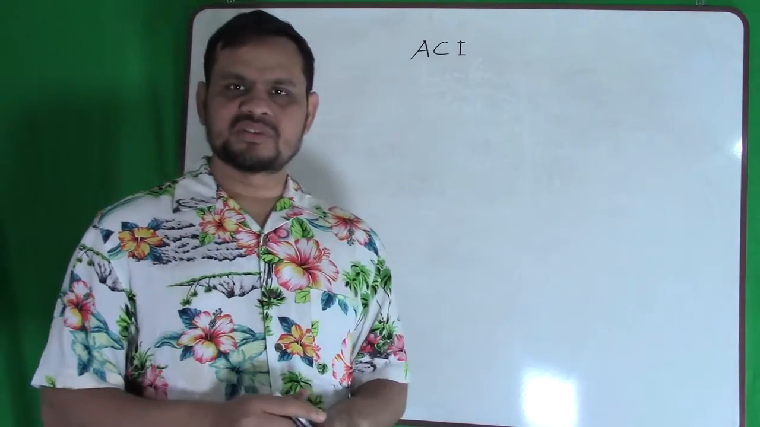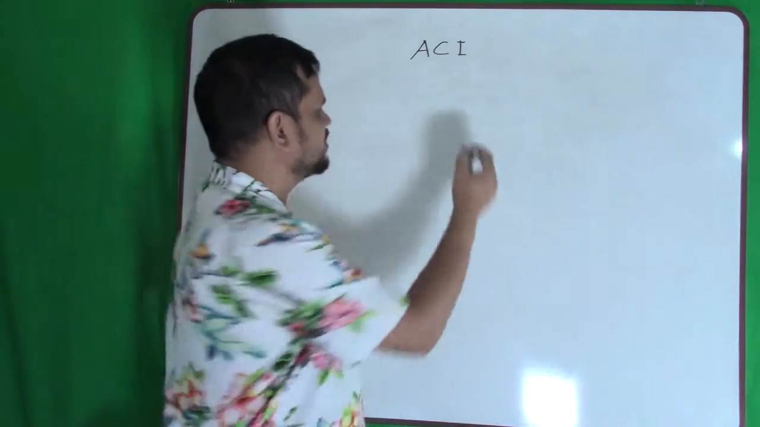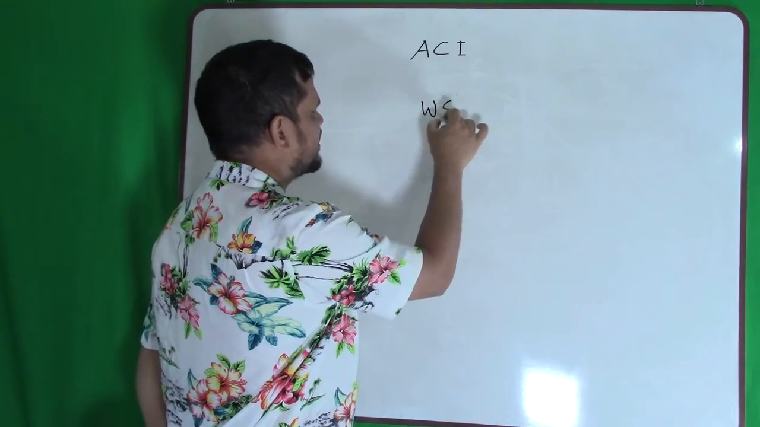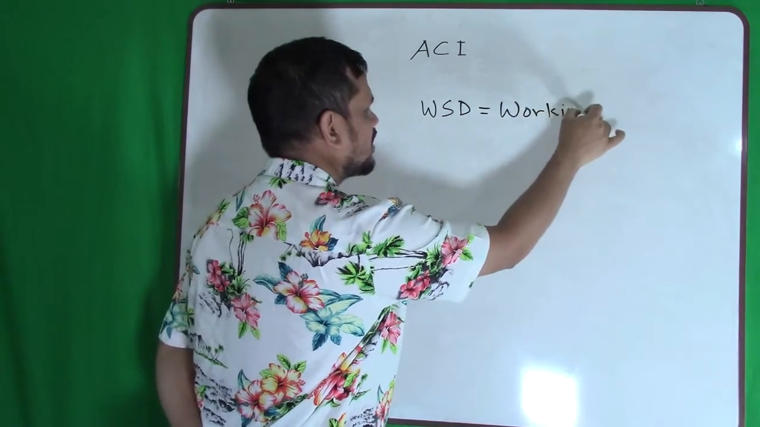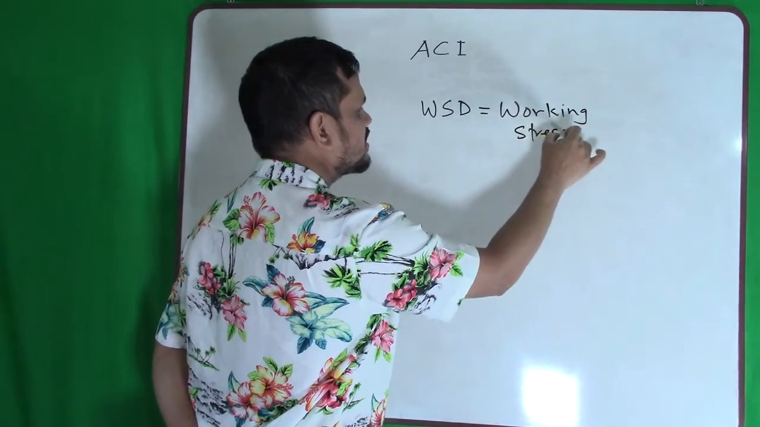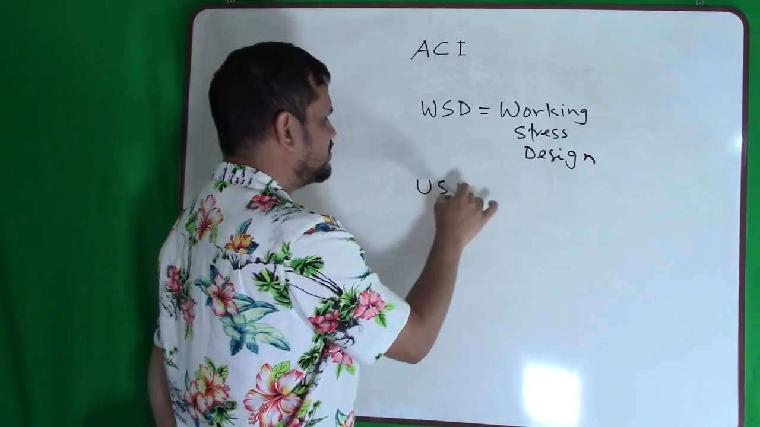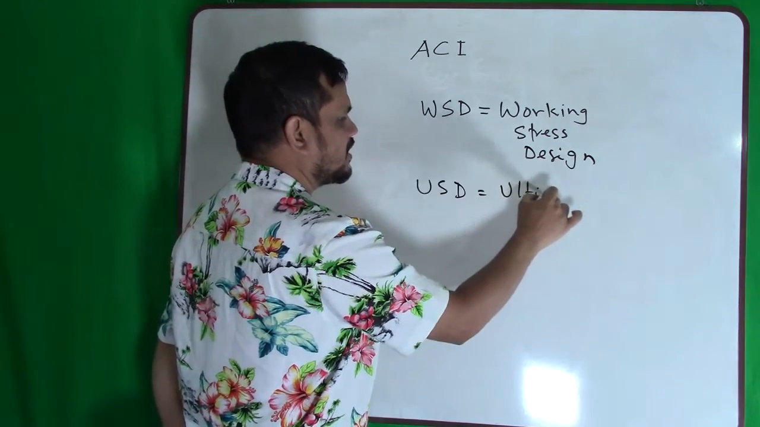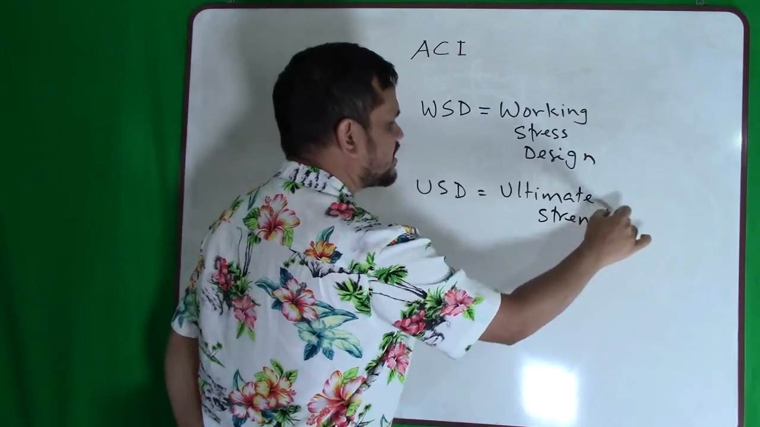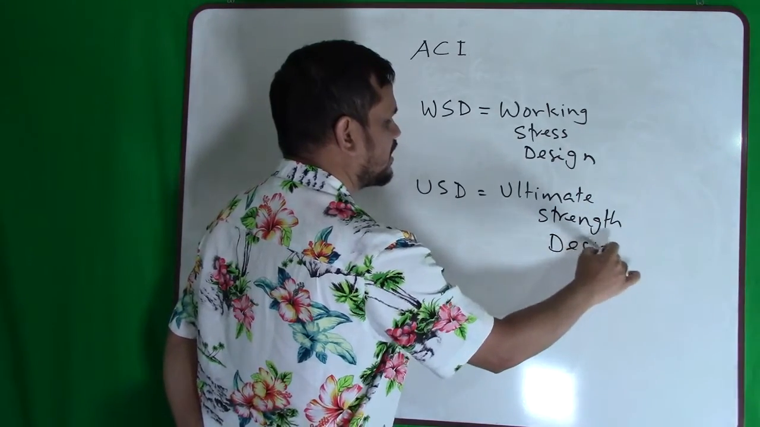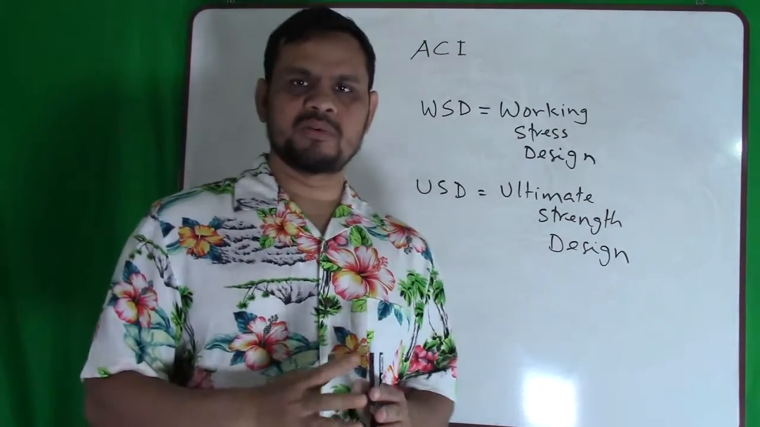So what are the methods? First one may be WSD. WSD is working stress design. The other is USD, ultimate strength design. So these are the two common, or two popular, methods.